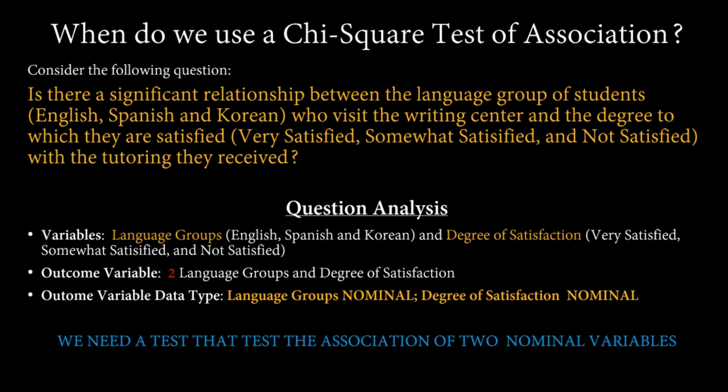We have an outcome variable. We have a variable, at least. We have two of them, right? That's why we're looking at association between two variables. And we have language groups and degree of satisfaction. What type of variable? Well, both of these are nominal variables.